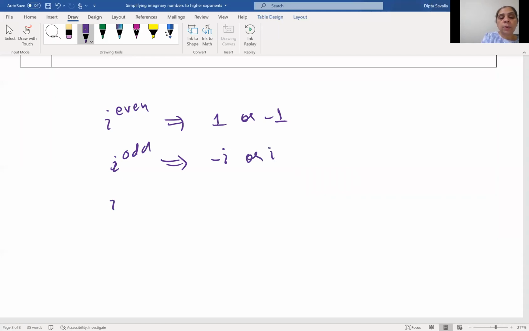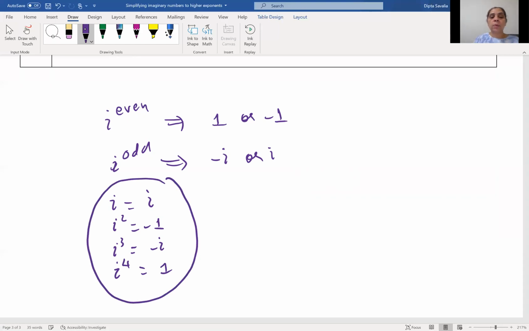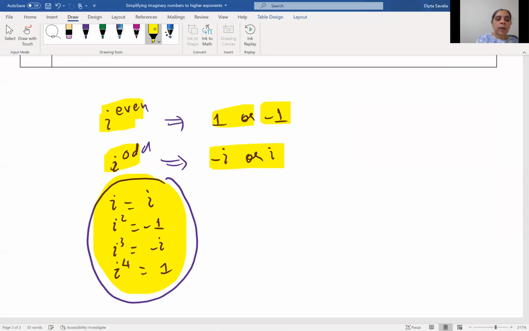And what you need to memorize is i equals i, i squared is negative 1, i cube is negative i, and i to the fourth power is 1. That you need to memorize. If you notice this, with an even power the answer will be 1 or negative 1. With an odd power the answer will be negative i or i. It will help you to get a quick answer.